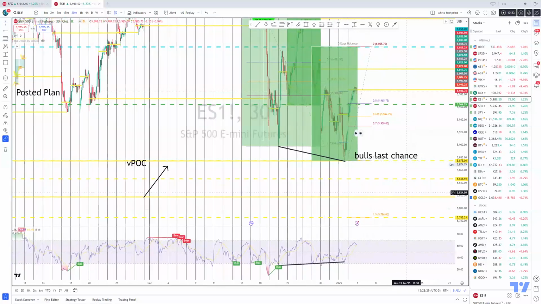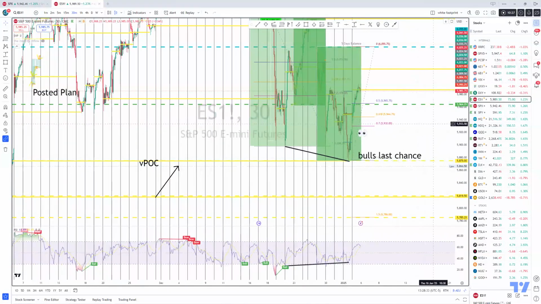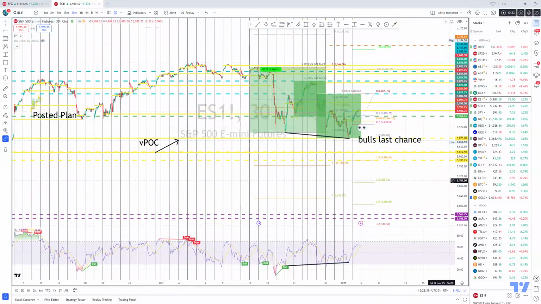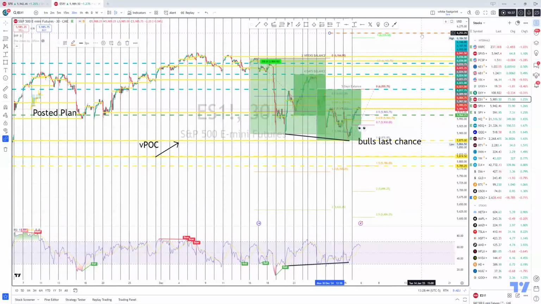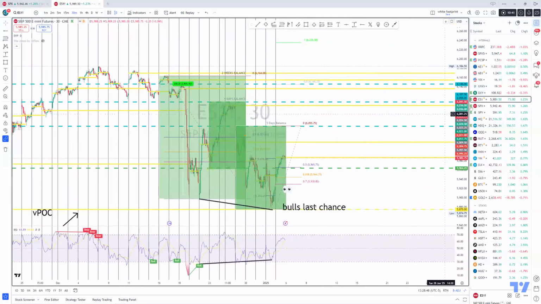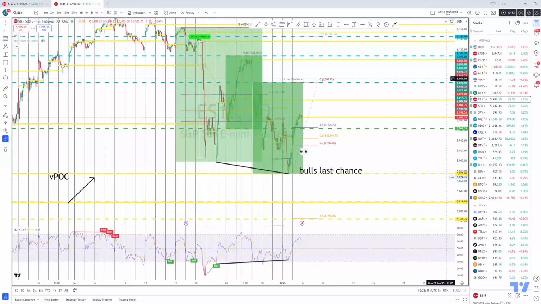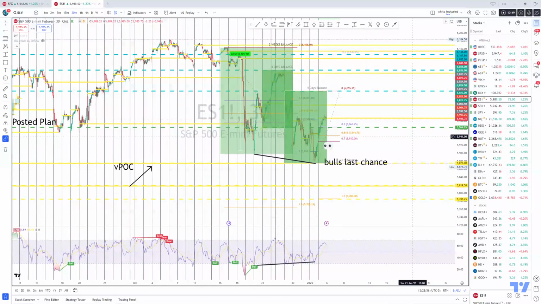Target number 2, we can drop it right here. And target number 3 will be a 50% extension of that. And whatever other levels we need to adjust, we'll do that on a daily basis with our daily plans. So that's basically what I got here.